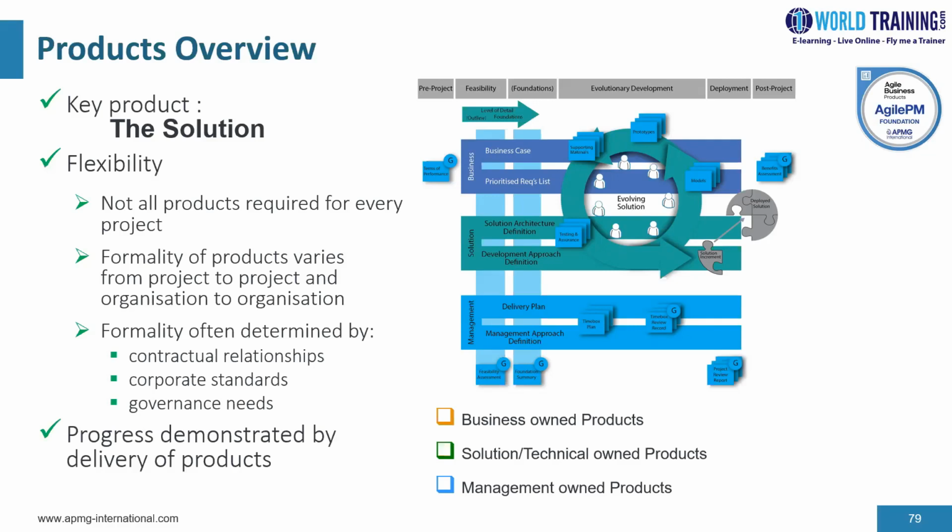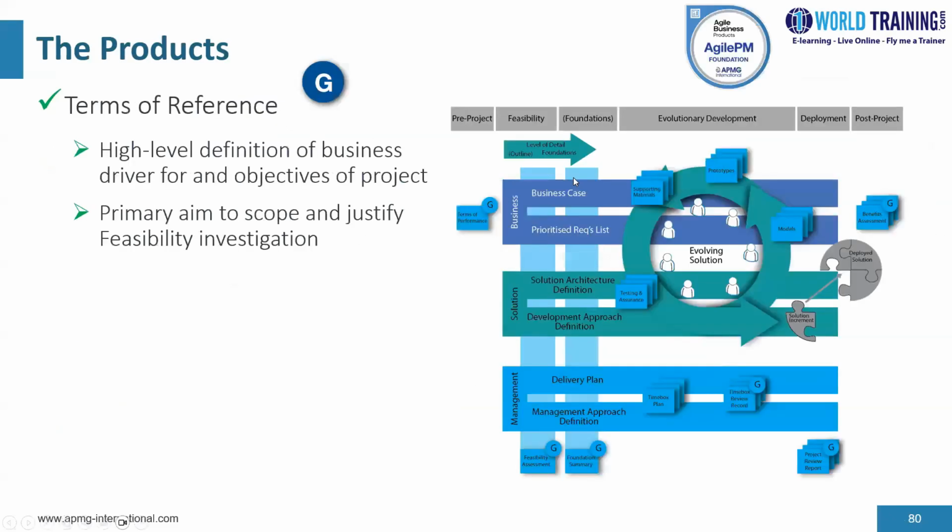Several of the products, those marked with G, may also play a part in governance processes, such as approval gateways, and may be used to demonstrate compliance of the solution with corporate and regulatory standards where this is required. Let's do a deep dive into each of the products.